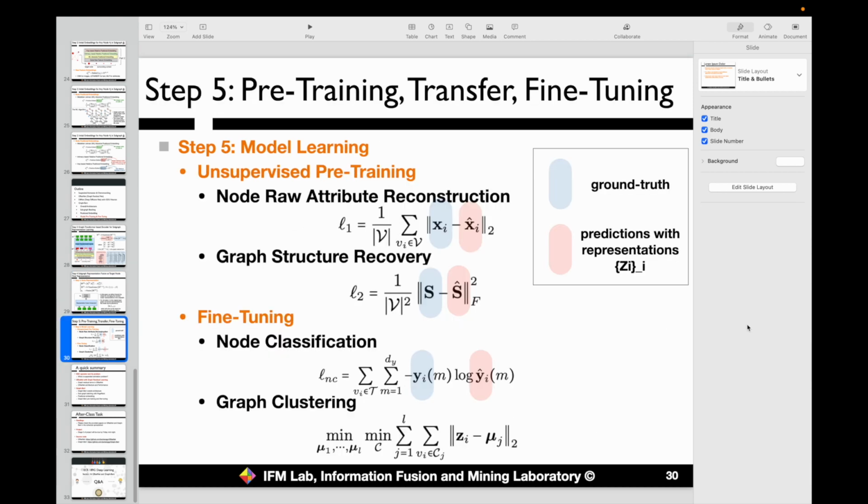So based on the embedding vectors for the nodes, we can further start some tasks for pre-training and for fine-tuning. In Graph-Bert, we start two unsupervised pre-training tasks. One is to start the raw feature attribute reconstruction based on the embedding vectors.